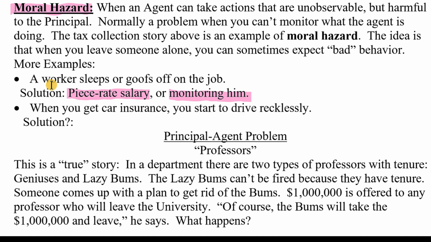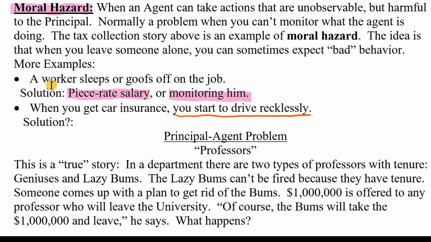Here's another example of a moral hazard problem. The principal is the insurance company. The agent here are people who sign the insurance contract. They're your customers. But after somebody gets insurance, a common problem that we've seen is that people start to drive more recklessly. Think about how carefully you would drive your car if it was uninsured.